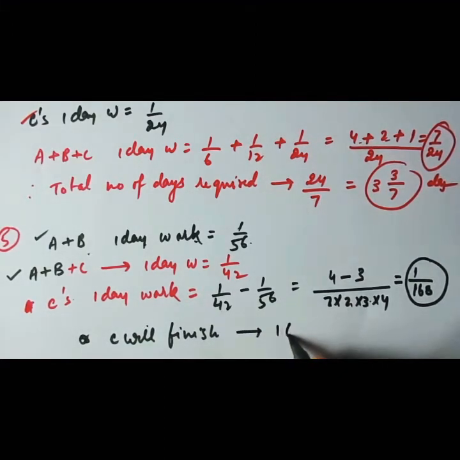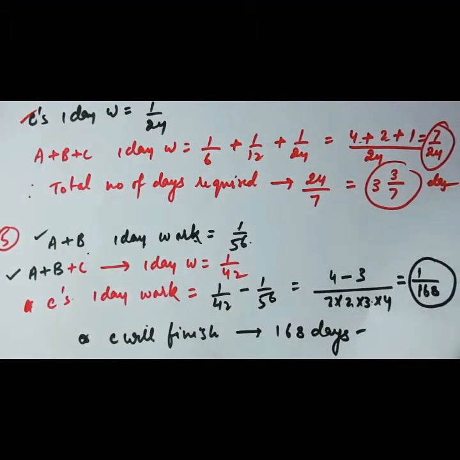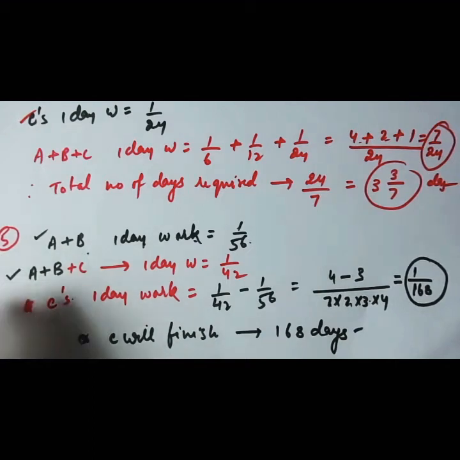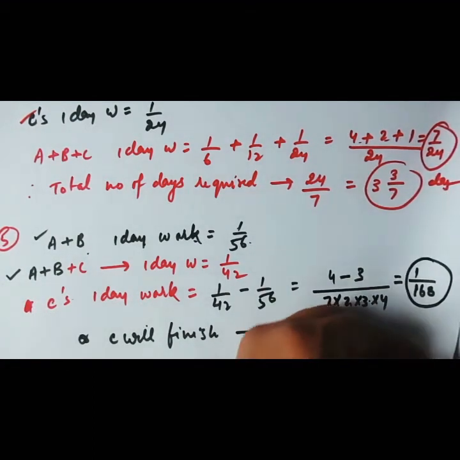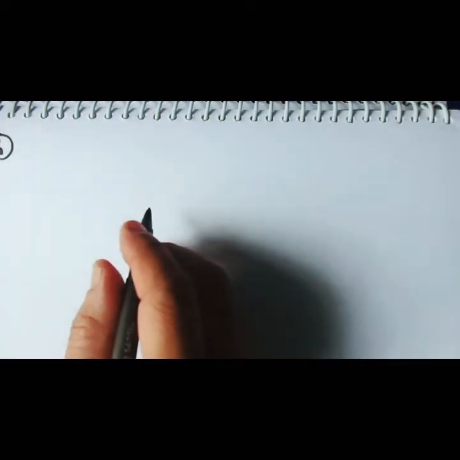Or you can say C will finish the work in 168 days if C would work alone. What do you think? Shall we move on to the next one? That's number 6. All the sums of time and work are very, very important. Please do not take it lightly, because when you start taking it lightly, your brain becomes empty because you have nothing else to listen or hear.